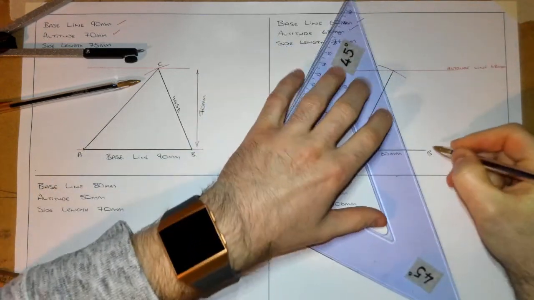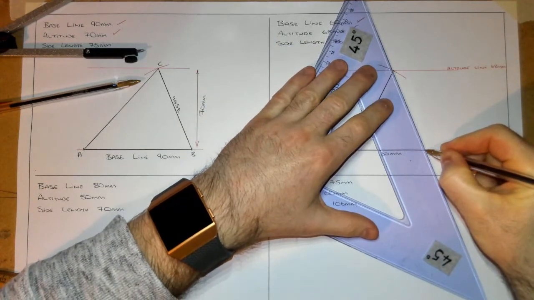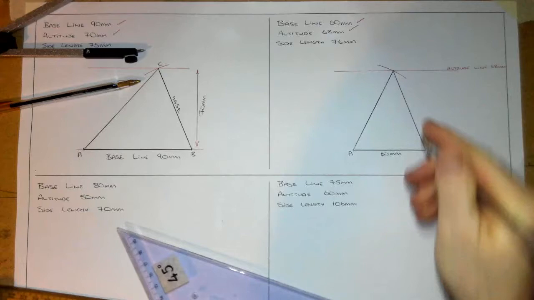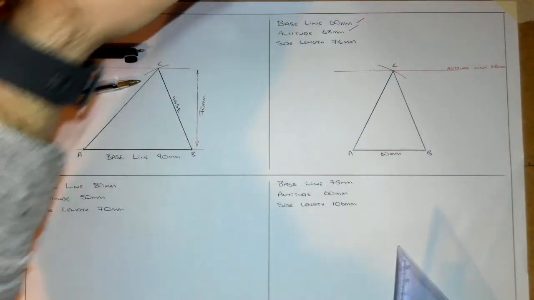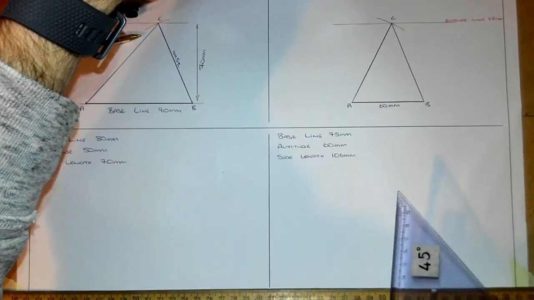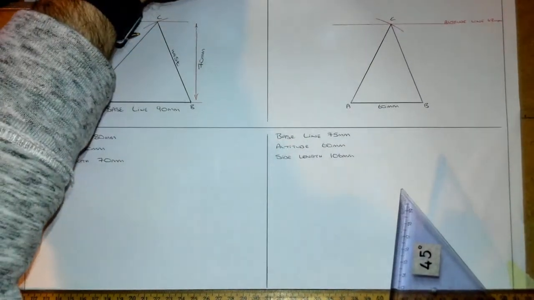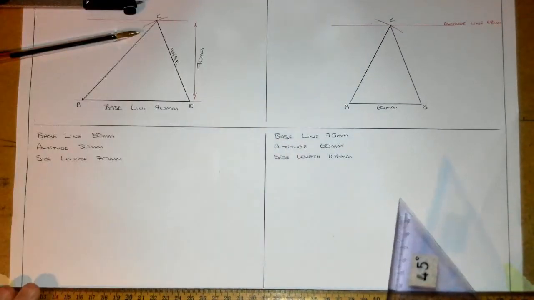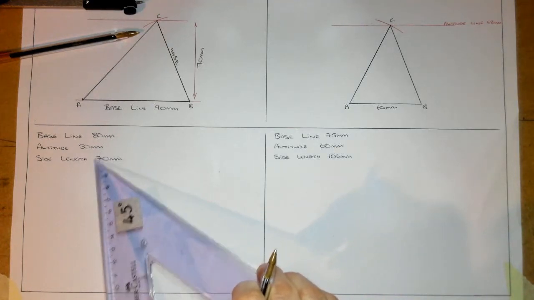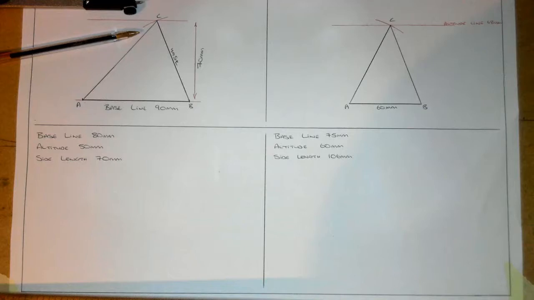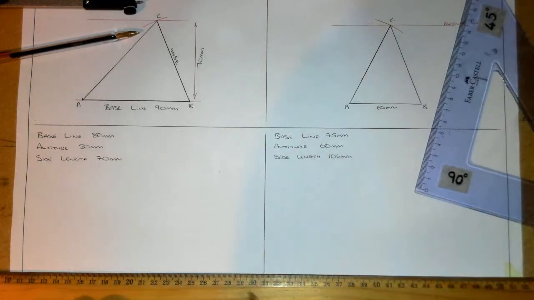So there is C at the top, and I can connect up B. Okay, nice and easy. That is the second one done. Okay, just going to move this down here now, guys, so we can see it there at the bottom of the page. And the next one we have is, we have a baseline of 80 millimeters, an altitude of 50, and a side length of 70. Okay, so baseline of 80 millimeters.